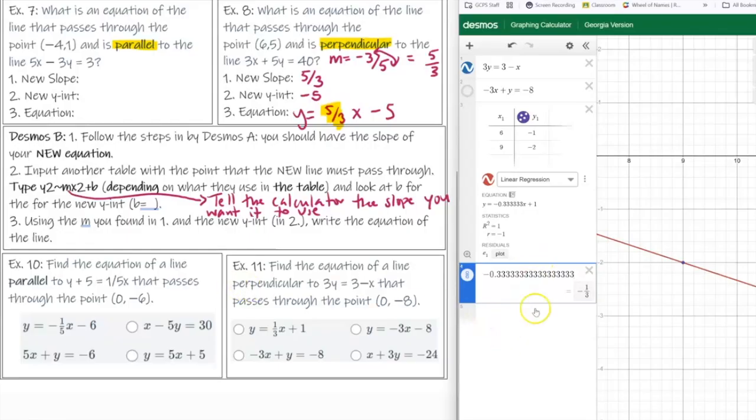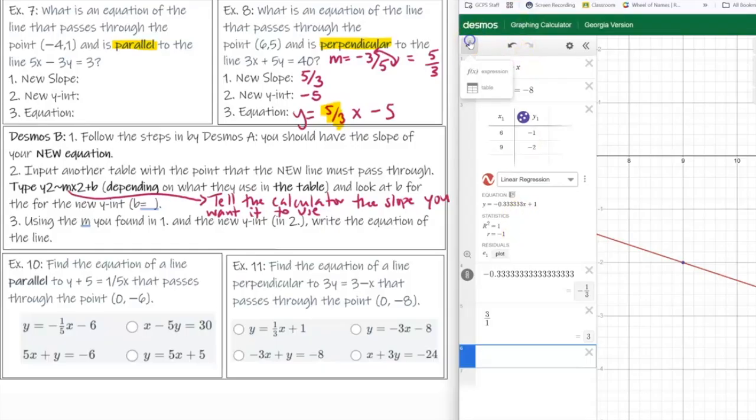And this is perpendicular, so we're going to flip and change the sign. So it's going to be 3 over 1 positive. 3 divided by 1, which is going to give me 3. So my new slope is 3. So that's what I needed that piece to tell me. Now that I have my new slope, I need to find my y-intercept. So my y-intercept is going to be, type in a new table. It goes through 0, negative 8.